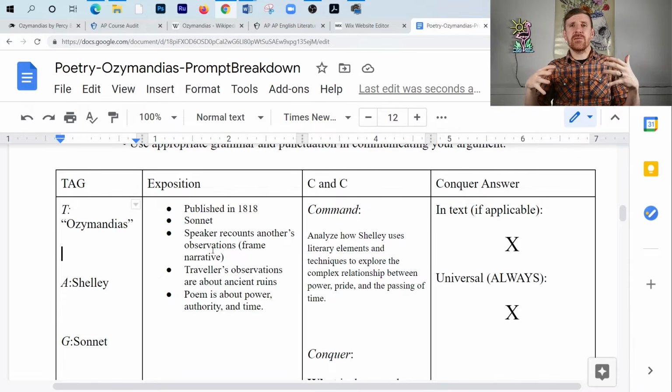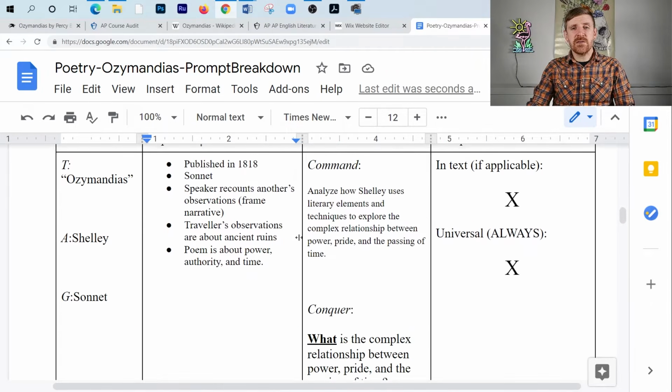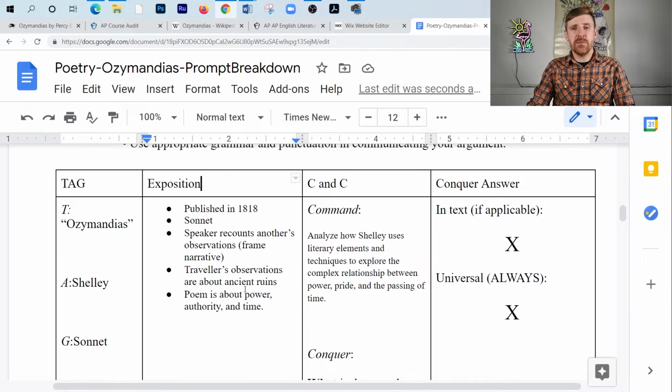If we talk about background information about the poet, then perhaps we're talking more about exigence and context. That's okay. But really what we're trying to do is say, in this column right here, what's background information that we can pull, whether about the poem or the poet or anything of that nature. So you'll notice that I went in here, I reread it, and these are the types of things that I picked out. First of all, I put that it was published in 1818.